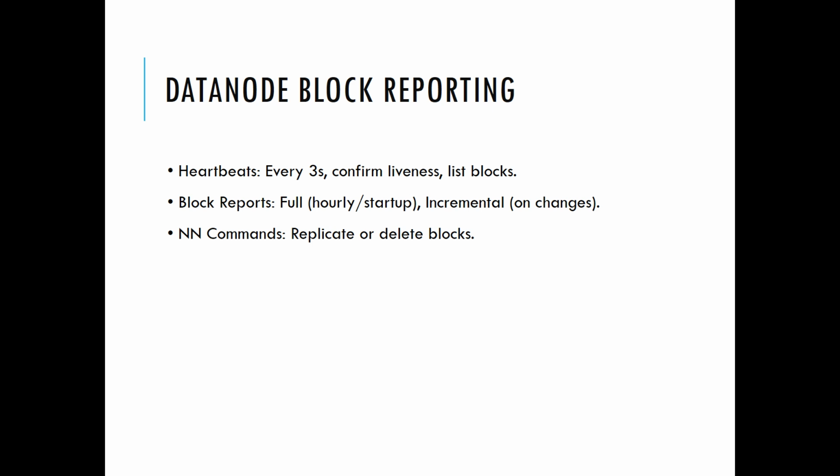Data nodes communicate with the NameNode through heartbeats and block reports. Every 3 seconds, a data node sends a heartbeat to the NameNode to confirm it's alive. Along with the heartbeat, it may send a block report. There are 2 types of block reports: full block reports, which list all blocks on the data node and are sent at startup and approximately every hour, and incremental block reports, which are sent whenever there are changes, such as new blocks or deleted blocks. Based on these reports, the NameNode can issue commands to the data node, such as replicating a block to another node or deleting a block that is no longer needed.